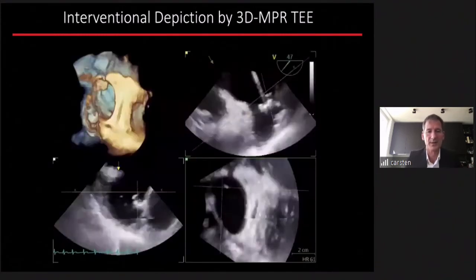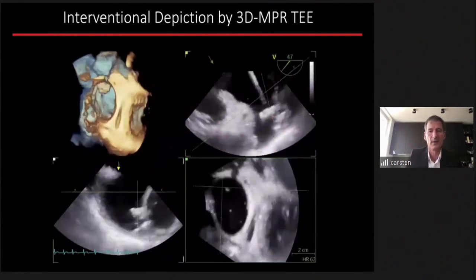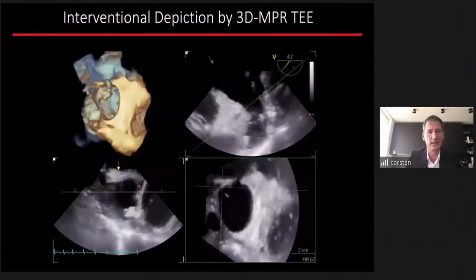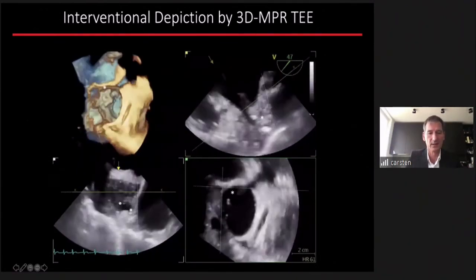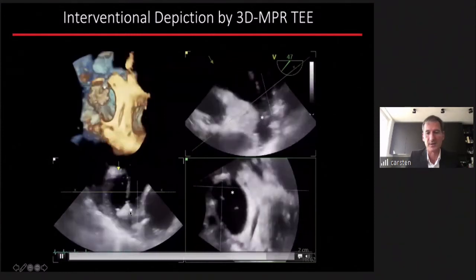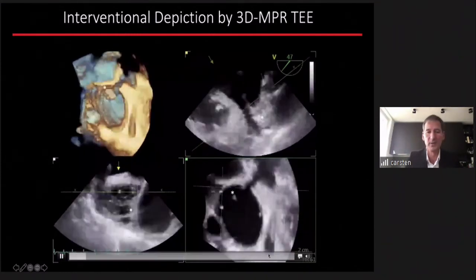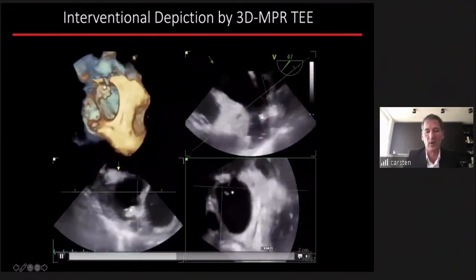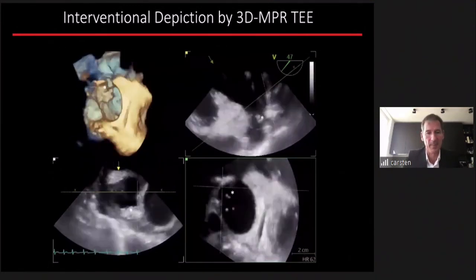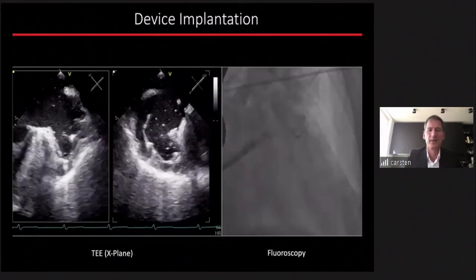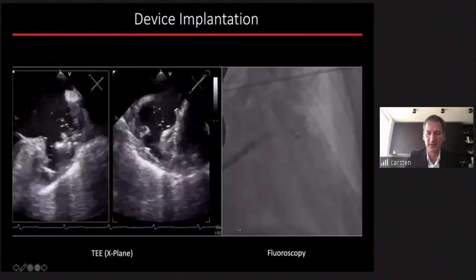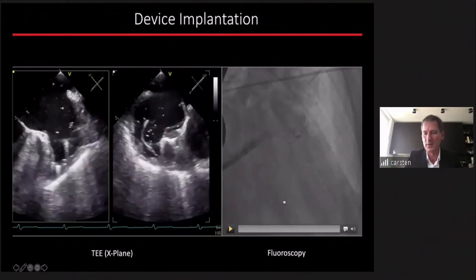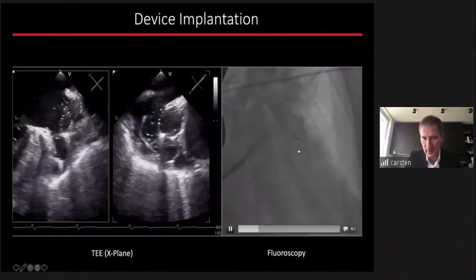So here the same in the 3D MPR TEE. You see the device here with these asterisks all the time, and can really follow where you are within the LAA. And this is the device implantation. You see here, it's big and takes some time.